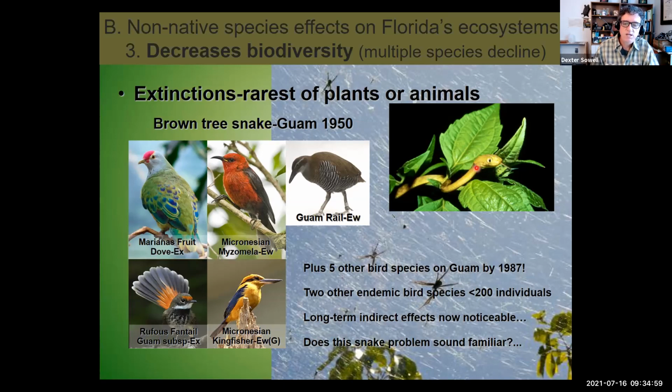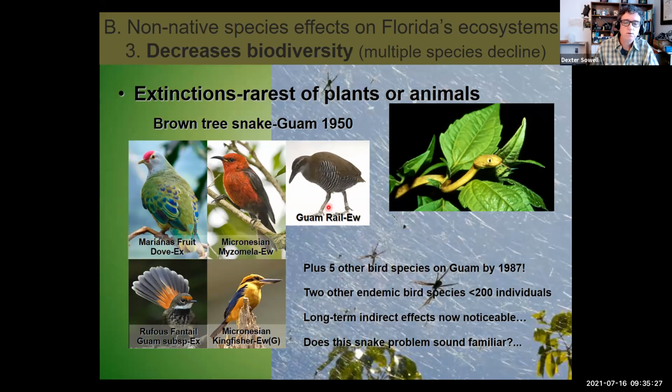This snake loves to eat birds, eggs and birds. And Guam has a whole bunch of endemic birds that never had a snake predator they evolved with. So they don't have defenses against snake predation. This Marianas fruit dove, it is extinct. It is no longer with us. This Micronesian Myzomela is extinct in the wild. It's only alive in captive breeding programs.